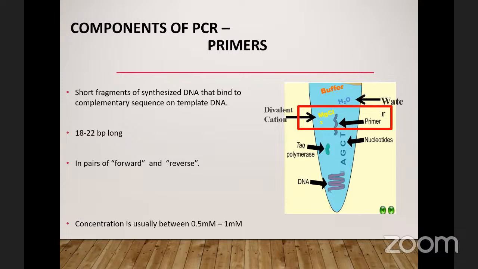And usually primers are short sequences, like I said. They are usually between 18 to 22 base pair in length. If you have primers that are too long, there's something we call hairpin formation. There's something we also call primer dimer. You have to follow the law of primer designing very, very strictly.